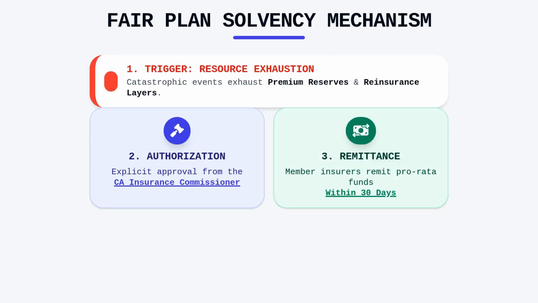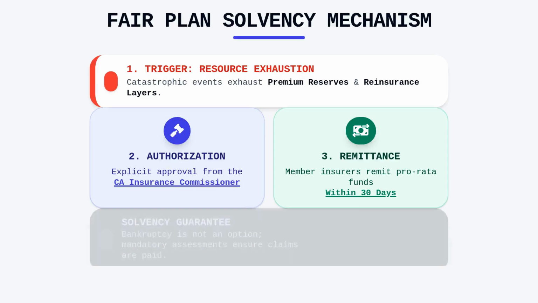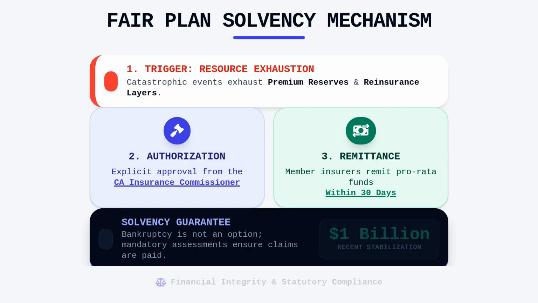Once approved, member insurers receive official notice of their pro rata financial obligation and are statutorily obligated to remit their allocated funds to the association, typically within 30 days. Recent history has demonstrated the scale of this mechanism, as evidenced by the $1 billion assessment approved to stabilize the pool following severe wildfire losses.